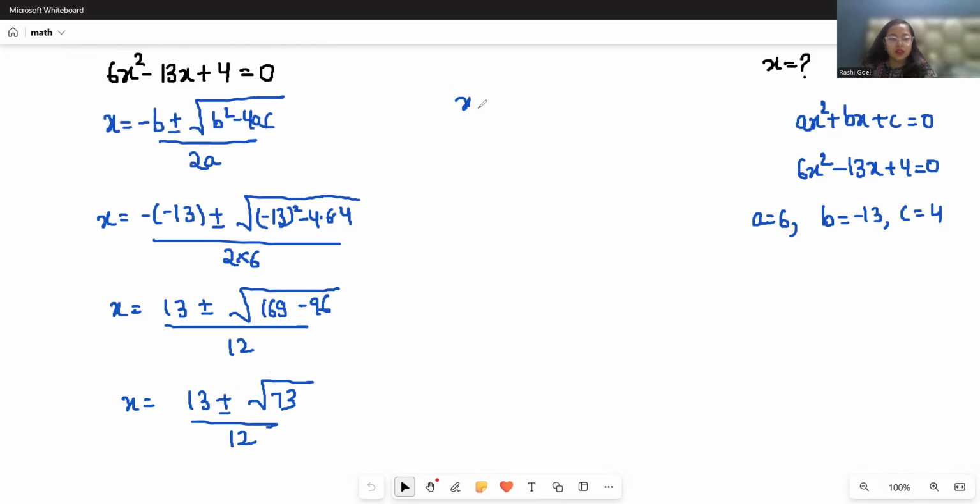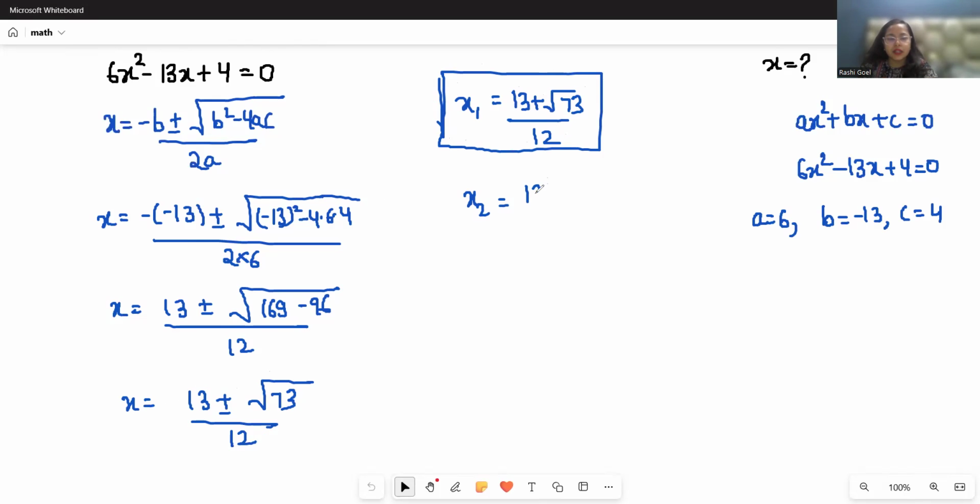So x1 is (13 + √73) / 12 and x2 is (13 - √73) / 12.